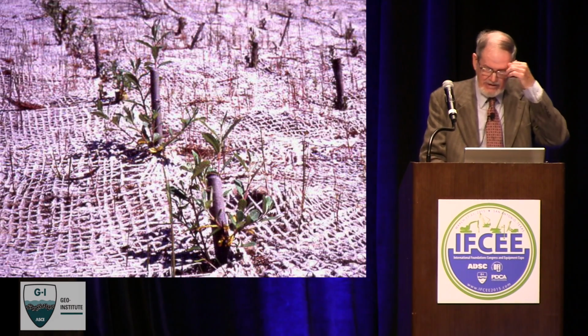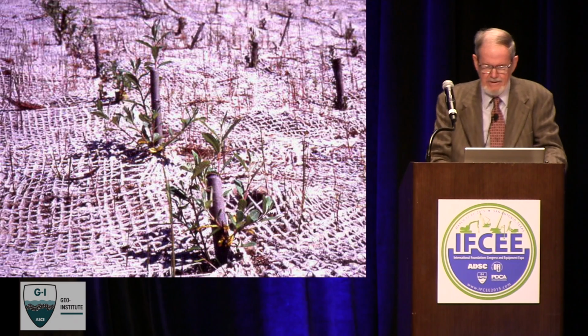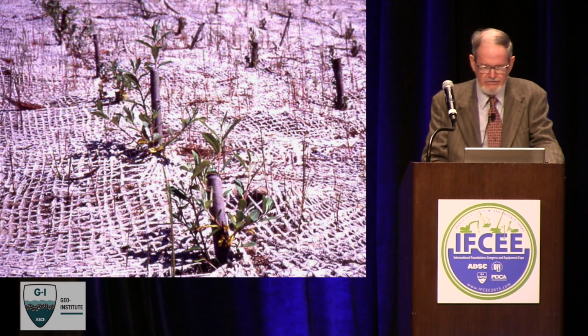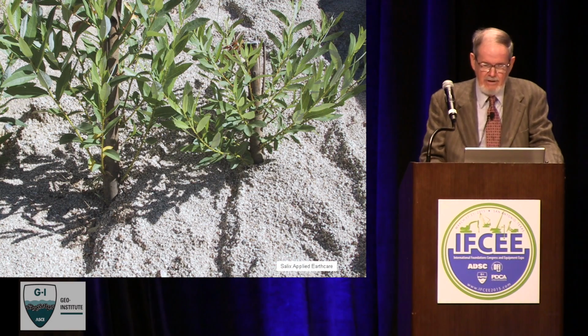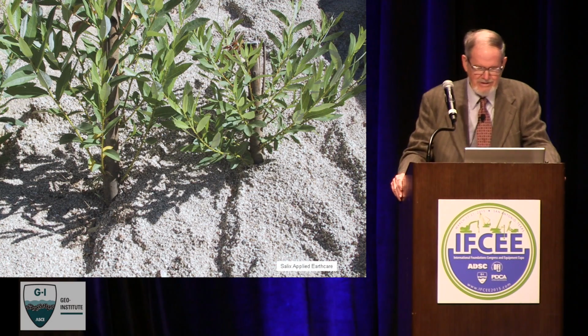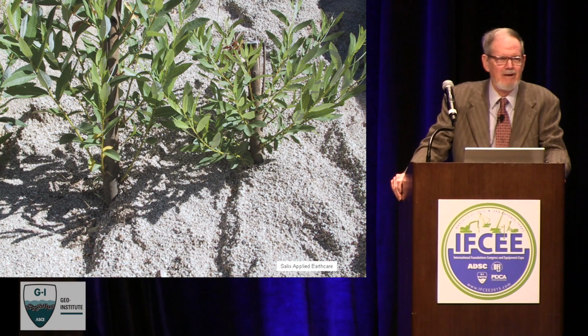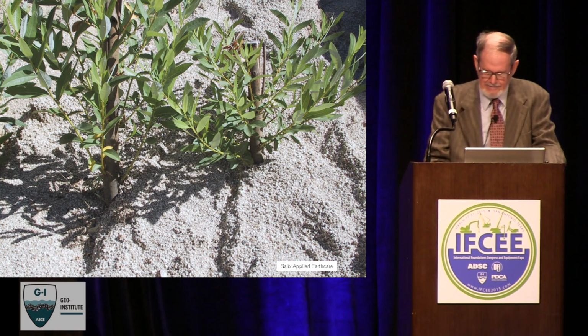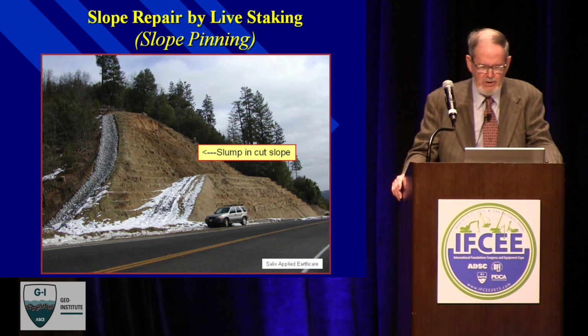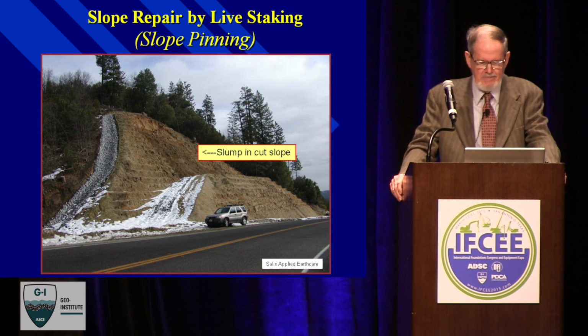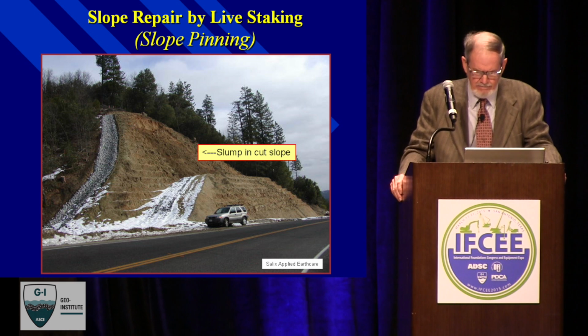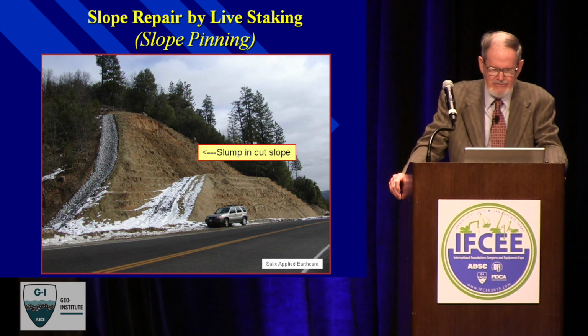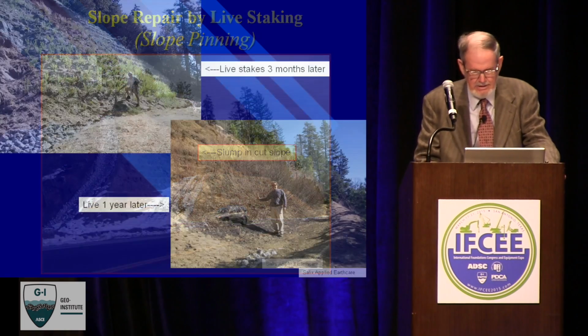As I mentioned, live stakes can be employed together with other erosion control techniques such as netting and erosion control blankets. If the instructions are followed, the live stake should leaf out at the top and root along the length of their embedded length. Here's a project in which a shallow slump in a steep road cut was repaired by live staking, or in this case, simply pinning the failure mass.